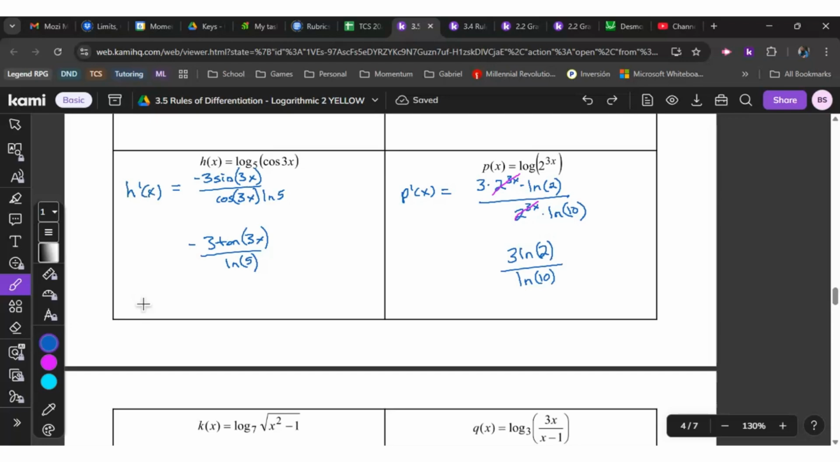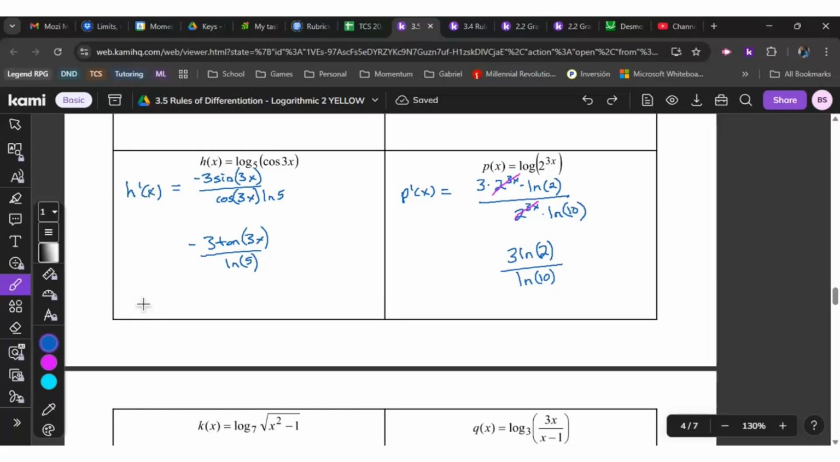Anyway, so guys, what we do is we take the derivative of cos 3x, which is negative 3 sine 3x over cos 3x, multiplied by the ln of the base of the logarithm, which is 5. You should probably simplify that because sine over cosine, as long as the arguments inside are the same, is just tangent.